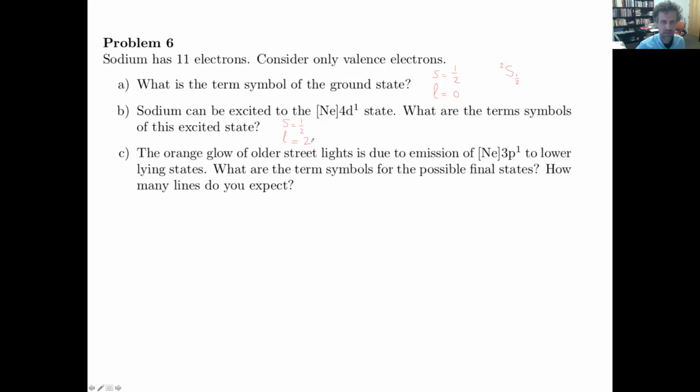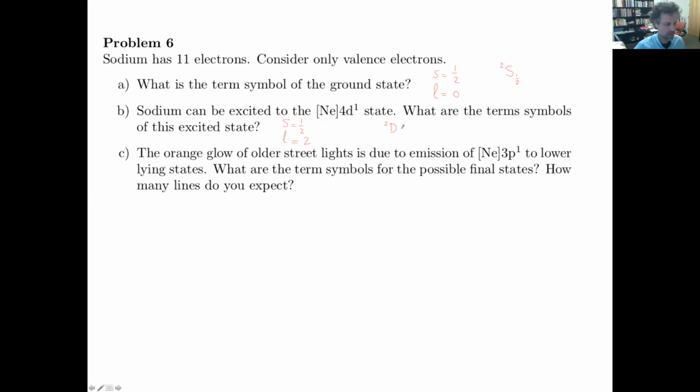So the letter is determined by the L, the total orbital angular momentum, which is 2, which means it's going to be a D symbol. The multiplicity is 2 again, all right? And now the J value can have 2 different values because it can be 2 plus half and 2 minus half. Those are the only 2 combinations I can make. They're separated by 1 integer step, and that's it.